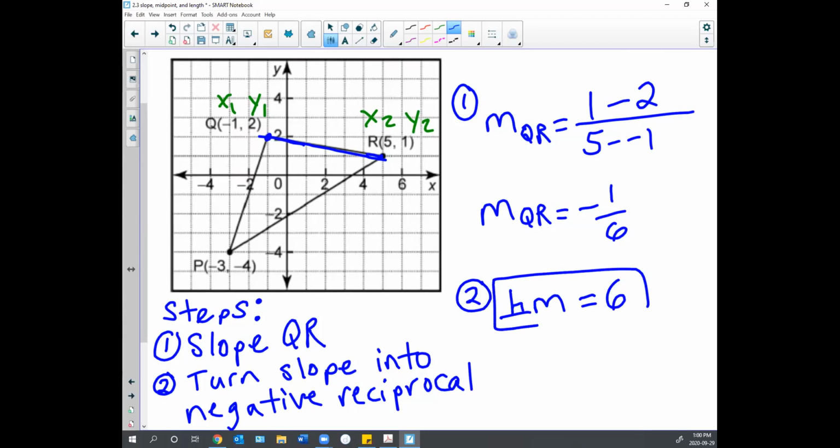I'm going to put a red box around this one, because I really need to hold on to this. This is the slope that's going to give me a right bisector. This is my perpendicular slope. Questions so far?